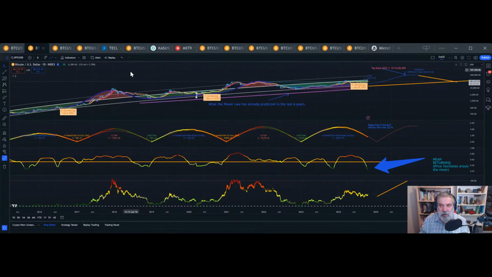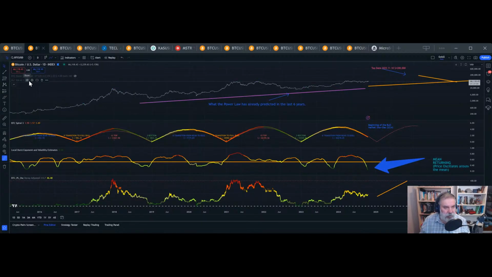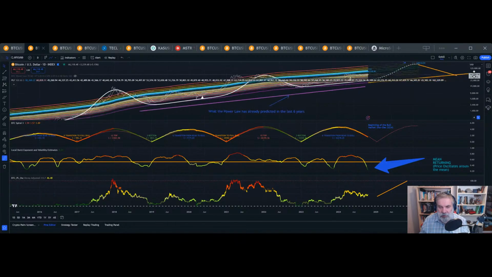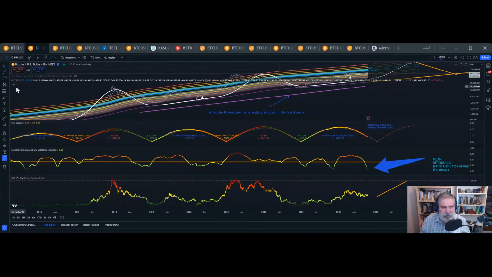All right, so let's dive in. Let's show the first indicators that we have. I'm going to turn off this one and turn on the other one. Okay, so this is what we call the adaptive power law indicator.